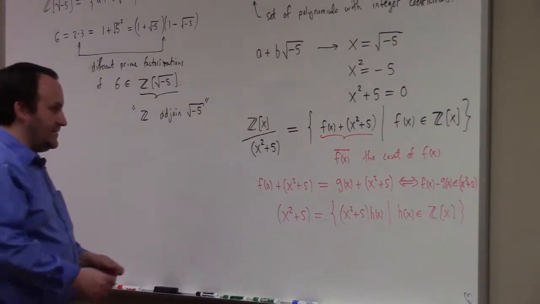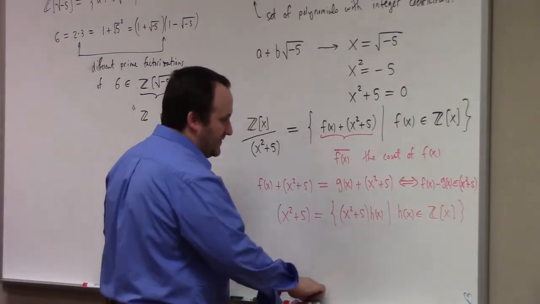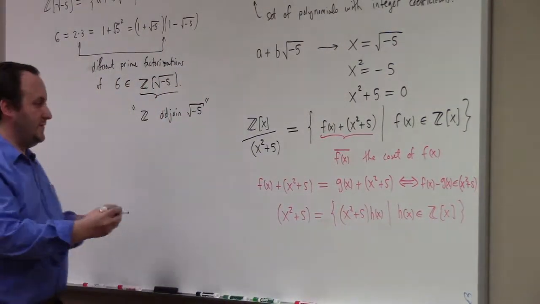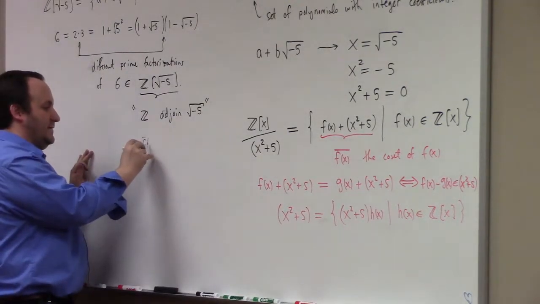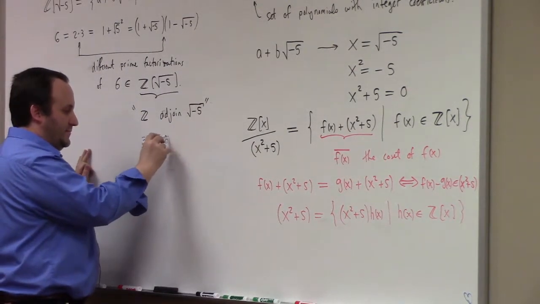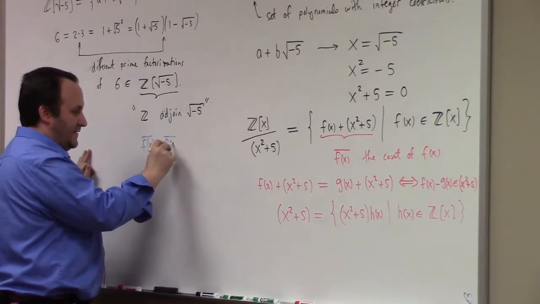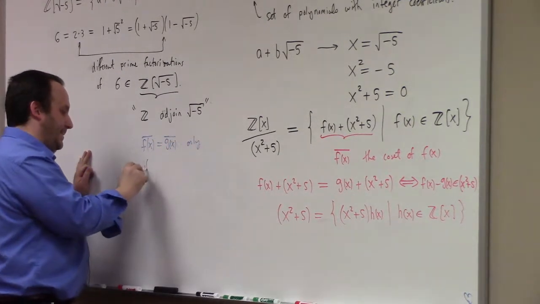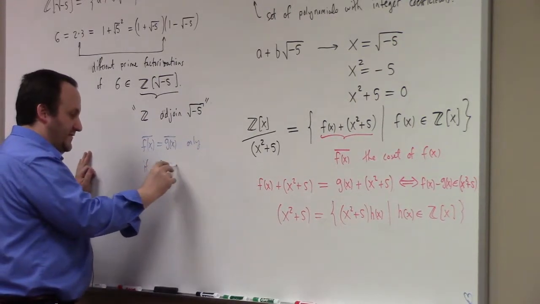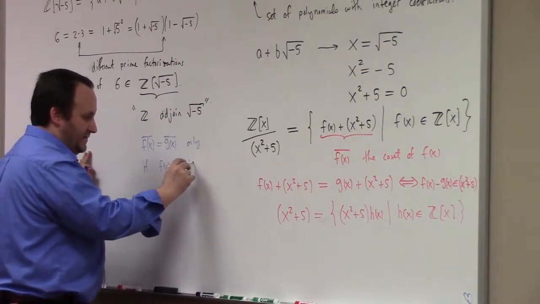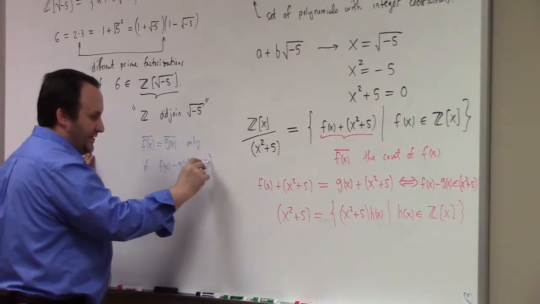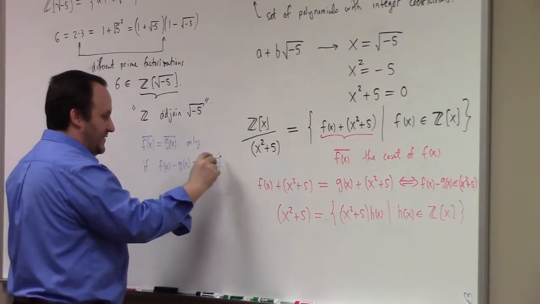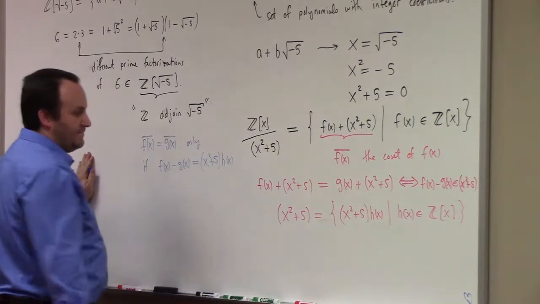I'm going to repeat that again. Two cosets here are equal, two elements. To repeat this again, f bar of x is equal to g bar of x only if f of x minus g of x is equal to x squared plus 5 times some other polynomial h of x.